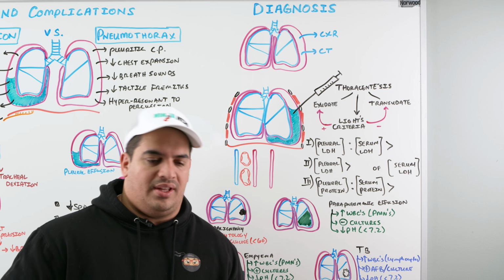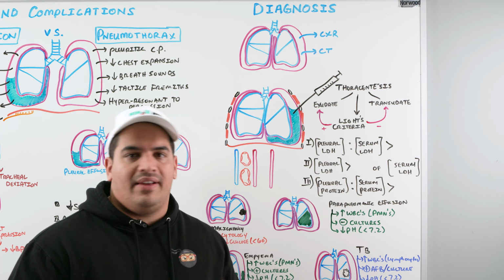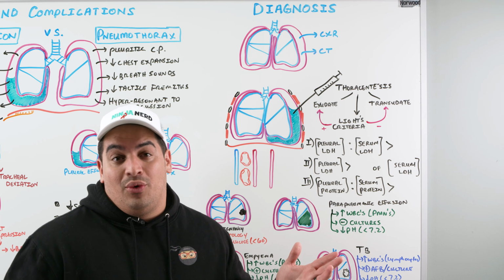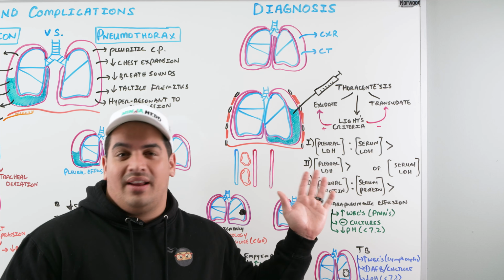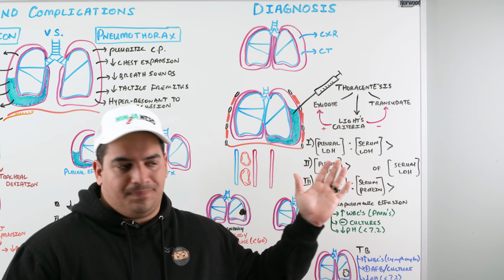Now, when would we not do this? If we know that the patient has an underlying history of congestive heart failure, a history of bilateral pleural effusions of some nature, then we might not even do a thoracentesis because we have a likely cause of their pleural effusion.